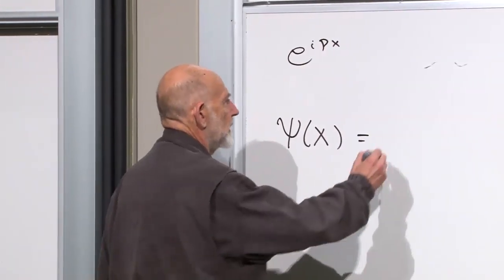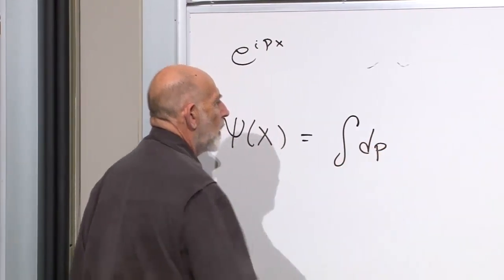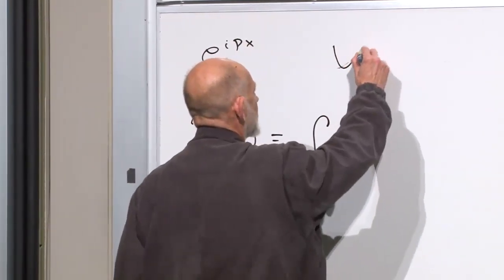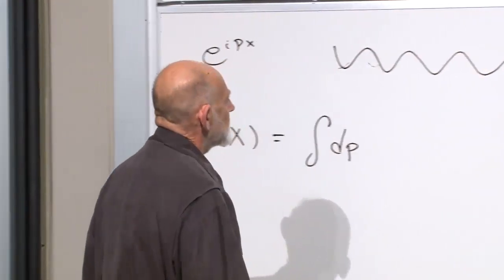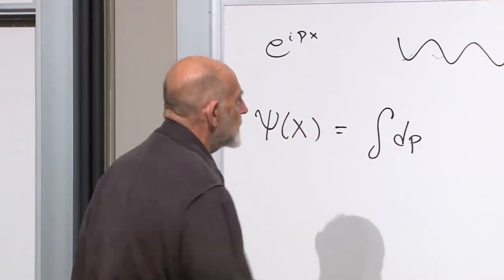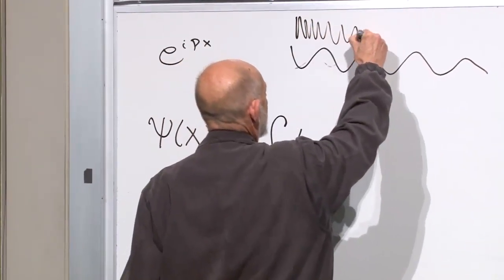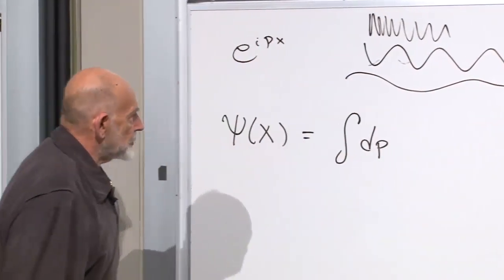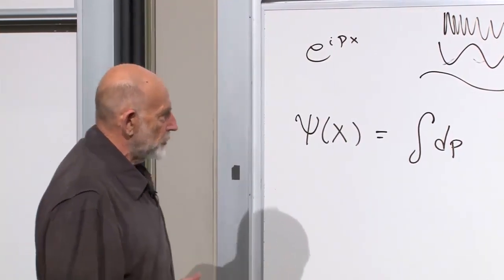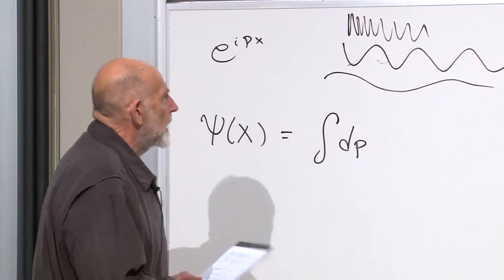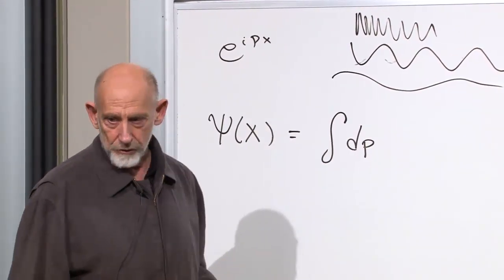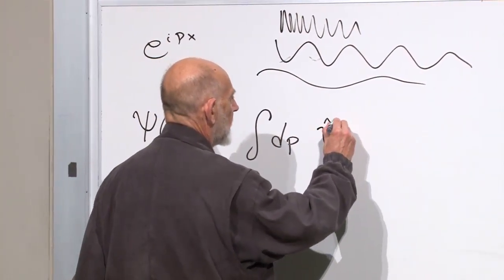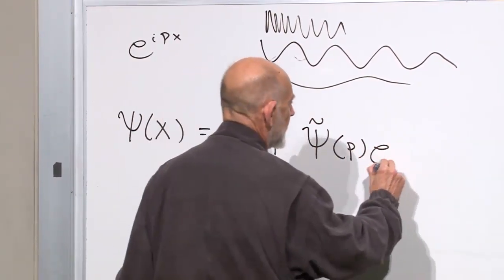Now, expanded means they can be written as integrals over p. What is p? p tells you how fast the wave oscillates. This is some moderate value of p. If I increase p, I create a wave with a very short wavelength. Decrease p, I'm talking about a wave with a very long wavelength. So this is just saying we can decompose a function into waves of different wavelengths. Each wavelength has an amplitude, an amount of that wave that's in there, and we'll call that psi twiddle of p, times e to the ipx.